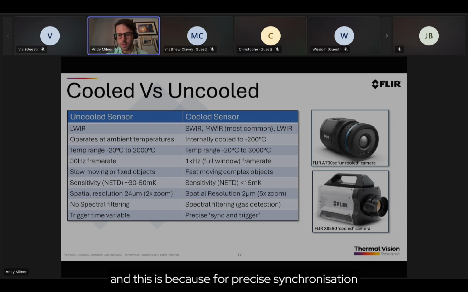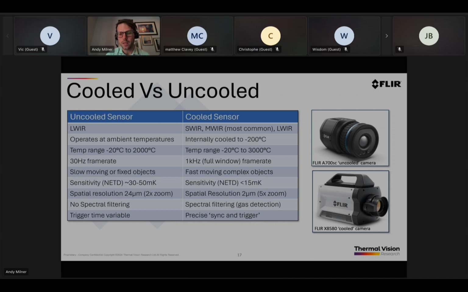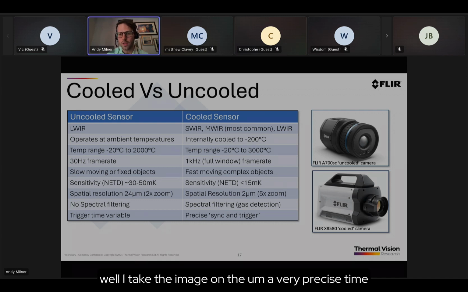And this is because for precise synchronization, you need to take the image at a very precise time. The uncooled sensors have a rolling acquisition. So if you trigger, you'll have to wait till it goes back to line 1, whereas the cooled camera can sit and wait for a signal, so it can be much more precise with its triggering. I think most of these features on there we've gone through already, but I'll be able to share these slides afterwards, and that will just provide a nice little summary.